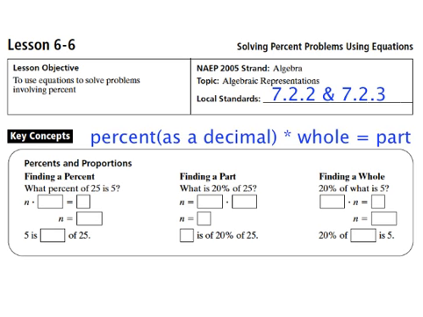The equation that we're going to use for solving these types of problems is the following, and you should write it down. The percent, written as a decimal, times the whole equals the part.